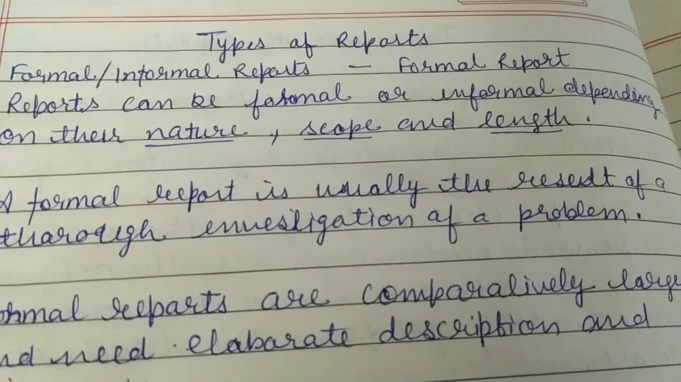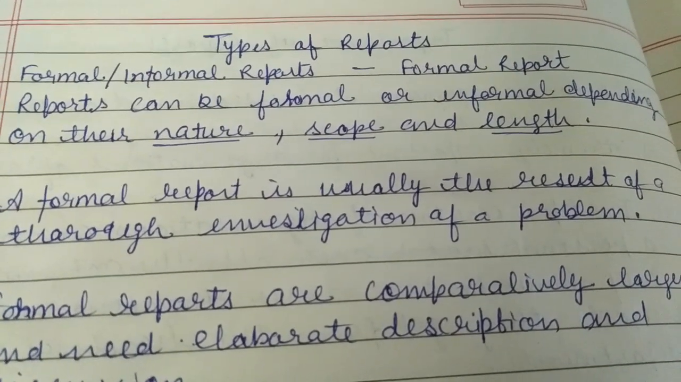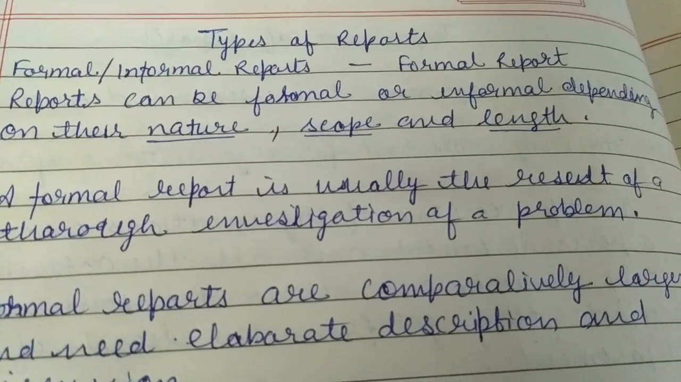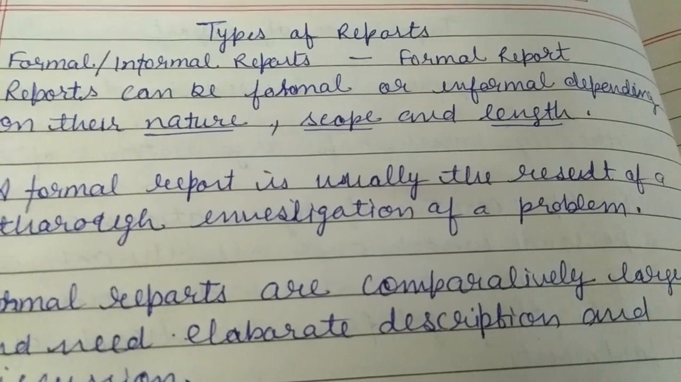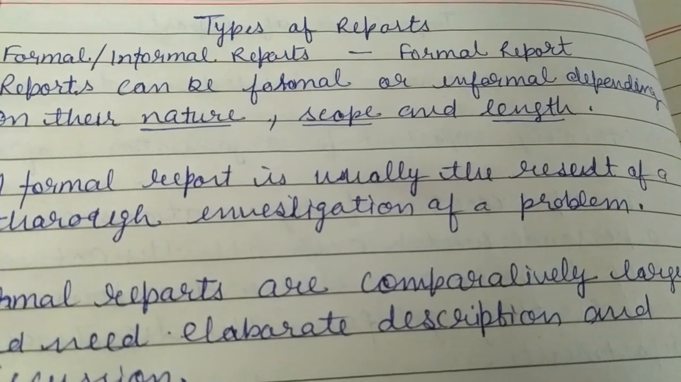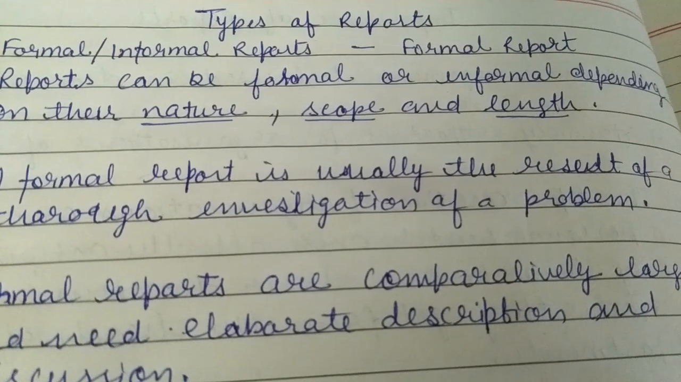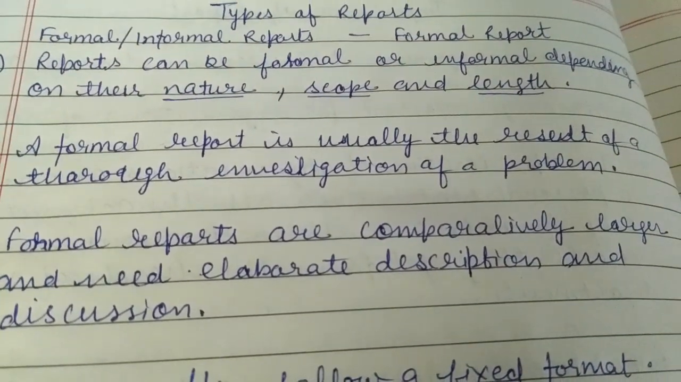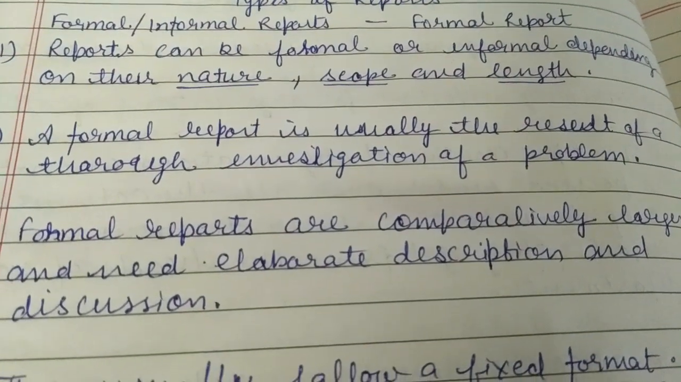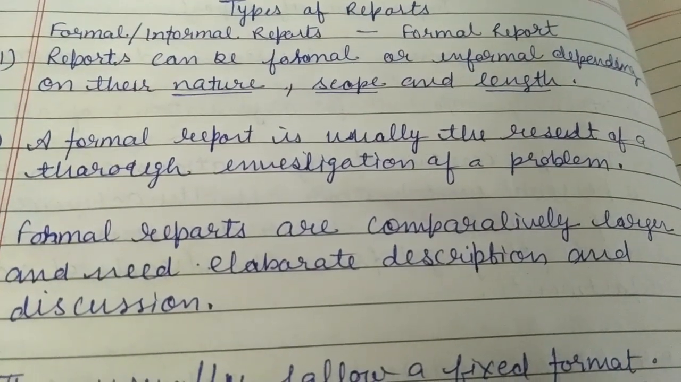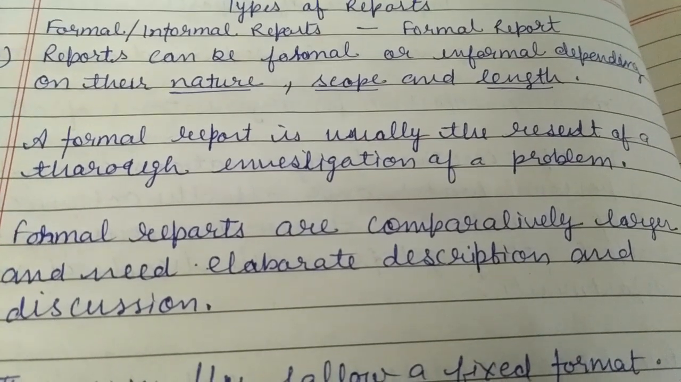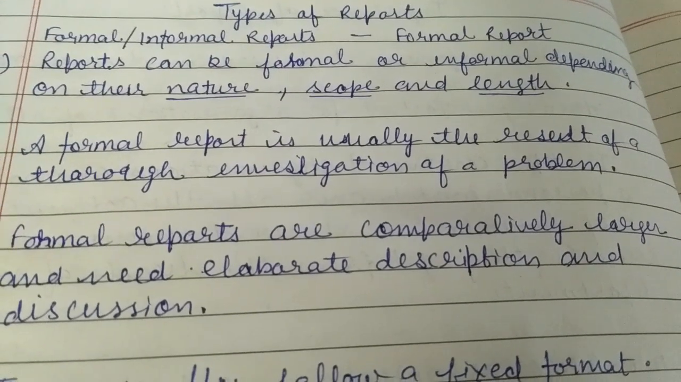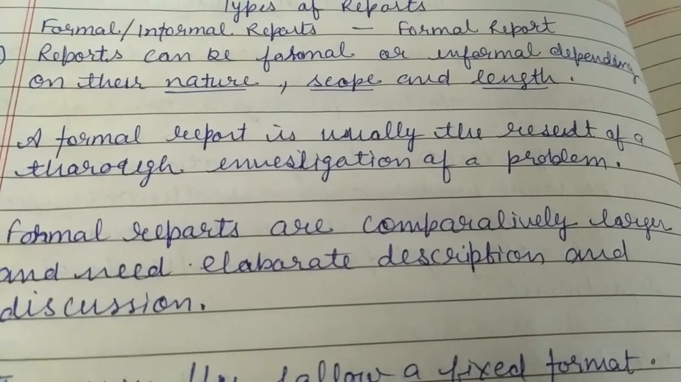Reports can be formal or informal depending upon their nature, scope and length. So how can we judge whether the report is formal or informal? We can judge with their nature, with their scope and length. A formal report is usually the report of a thorough investigation of a problem. Generally findings and results come out, so proper investigation has been done. So this is the form of the formal report.